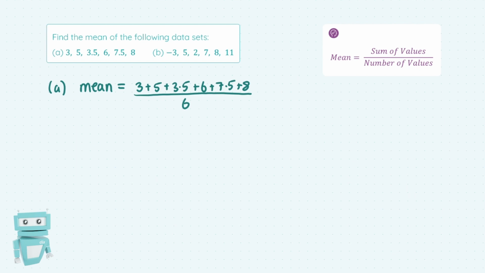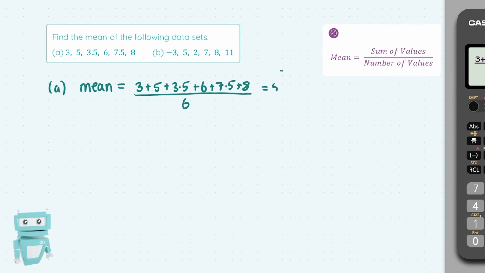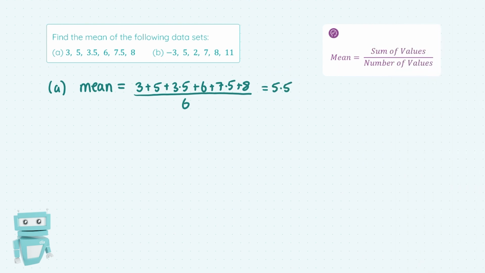Next thing I want us to do is just to whack this straight into the calculator. I know some people might work it out bit by bit, but the examiner won't give you extra marks for doing that. So we're just going to take our shortcut here. Okay, so we have our calculator here. We need to press the fraction button first and input the top line exactly as we see it. 3 plus 5 plus 3.5 plus 6 plus 7.5 plus 8. And then on the bottom, we need to go down and have 6. And we're going to press equals, and we're going to change this to a decimal to get 5.5. So here, my mean equals 5.5. And that's all there is to it.